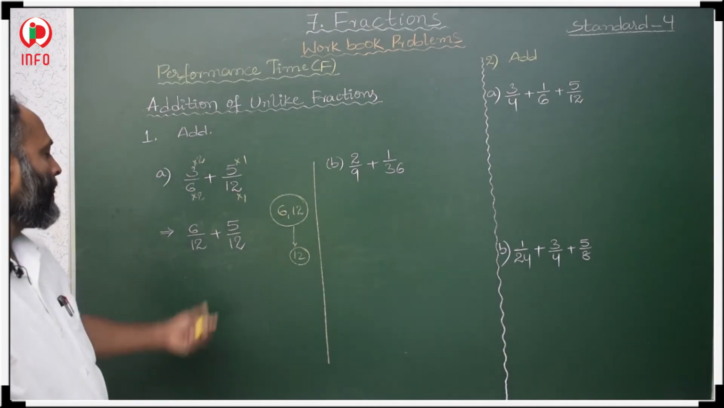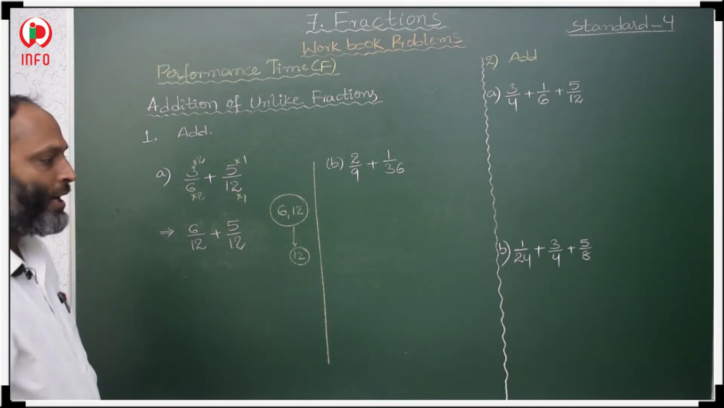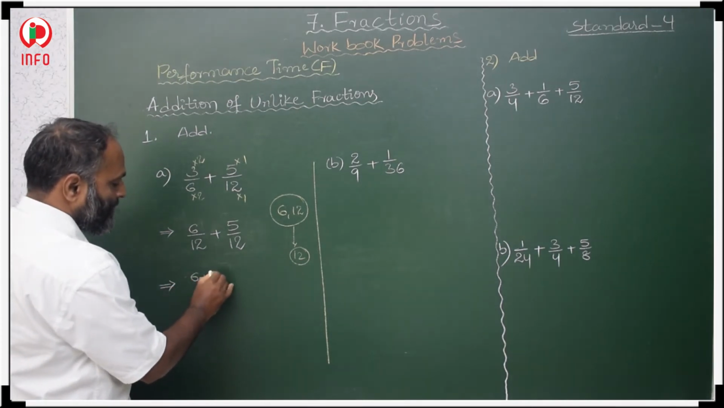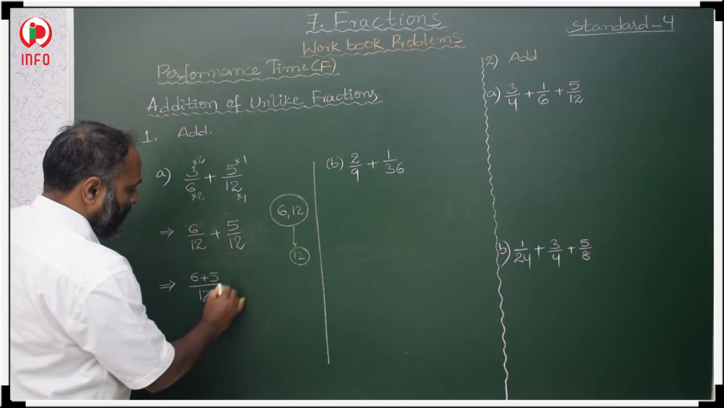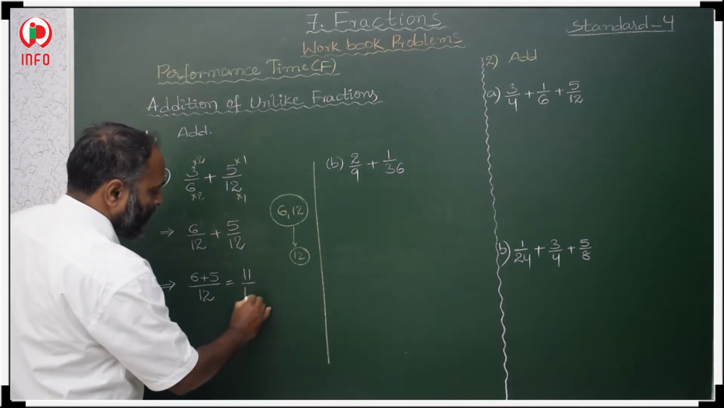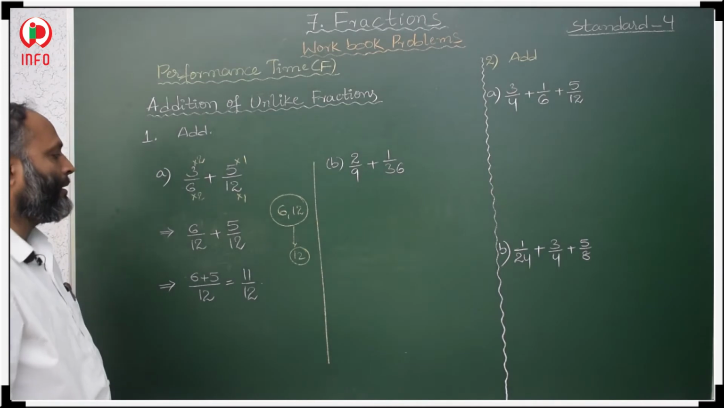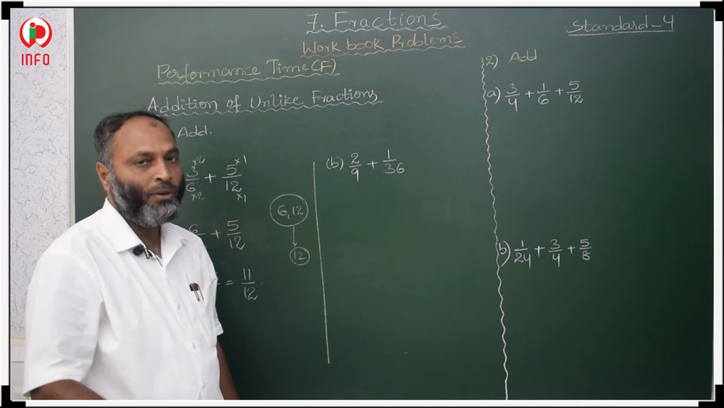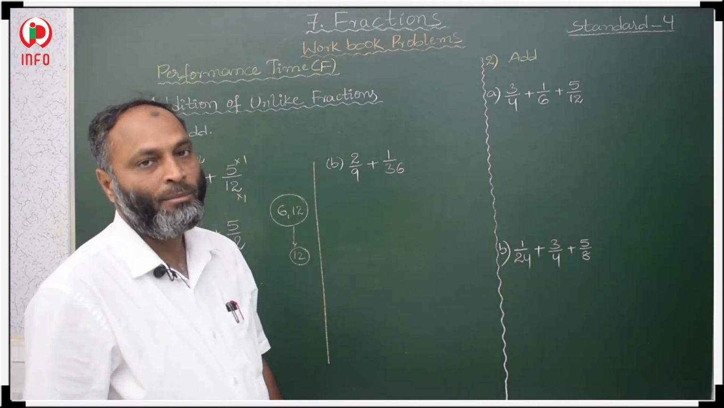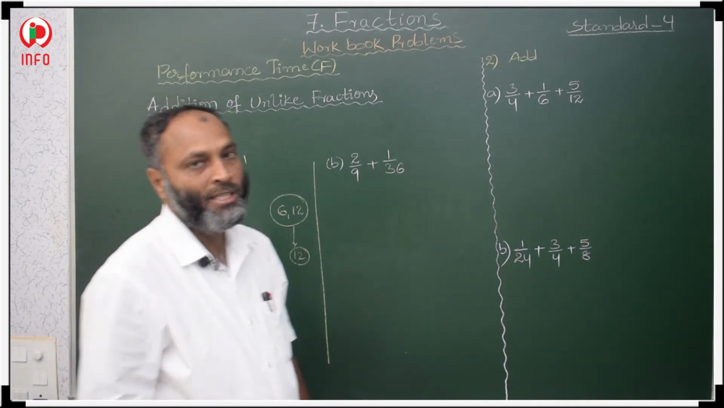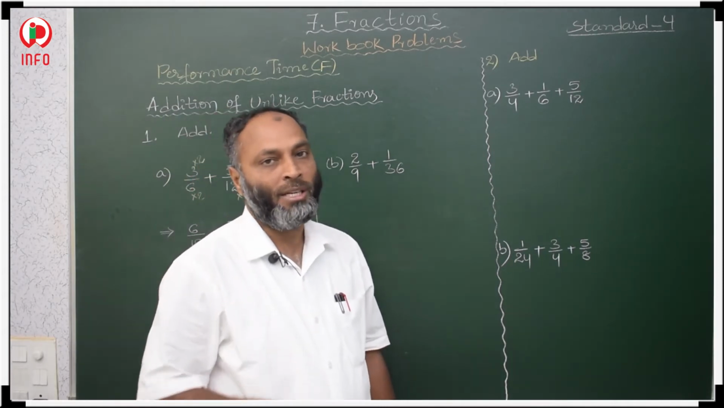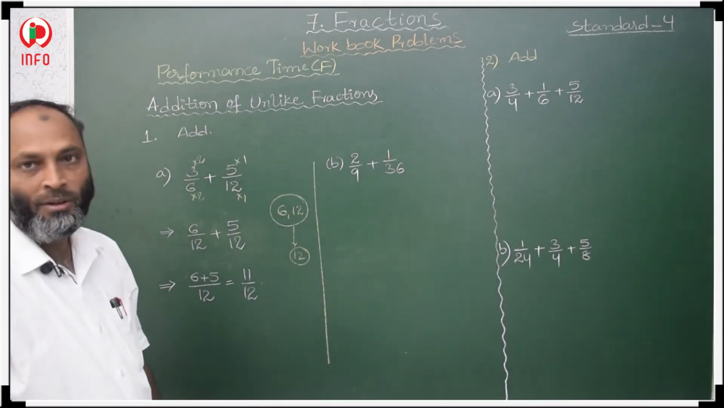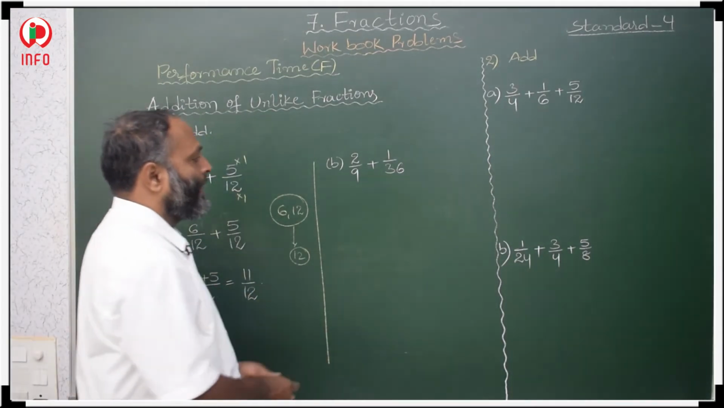Now, these two are like fractions. Now, we have to add the numerators: sum of the numerators over the denominator. 6 plus 5 is 11, so 11 by 12. 11 by 12 is a proper fraction. No need to change it. If an improper fraction is there, then you have to convert the improper fraction into a mixed fraction. Already it is a proper fraction. Okay?